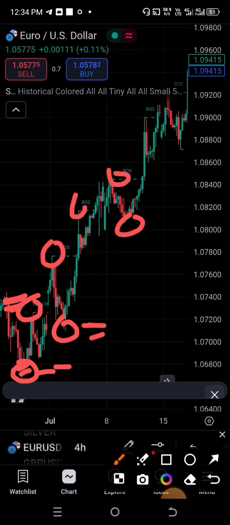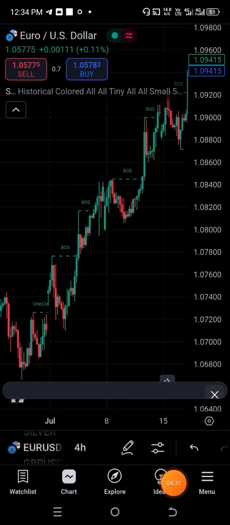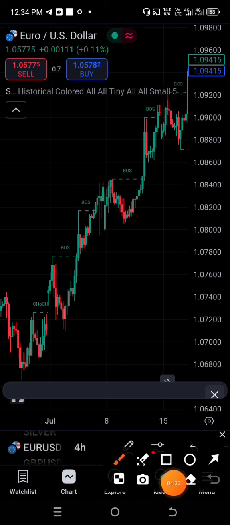You keep having higher high, higher low, higher high, higher low, such that the market will be moving like this. You keep having it zigzag, but in an upward direction. Let me label that once again. You keep having it like this. You see?